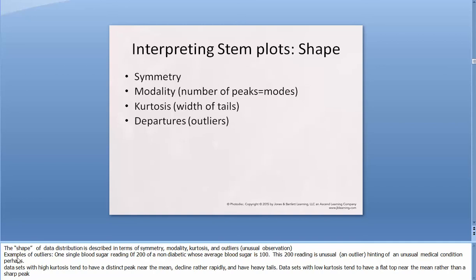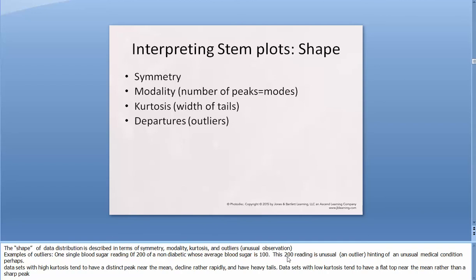Now, in fact I have mentioned an example of an outlier here. Just one blood sugar reading of 200, from a non-diabetic person. Now, if that person's average blood sugar is 100, and if one day the fasting blood sugar is 200, that means something has gone wrong. So this hints at some other thing, because this 200 does not belong to this person's normal blood sugar levels. So this is an outlier. This could be either a recording error, maybe 100 was recorded as 200, or this could be a genuine reading. If it is a genuine reading, that means this person is having some unexpected medical condition. So outliers are things that you need to be concerned about.